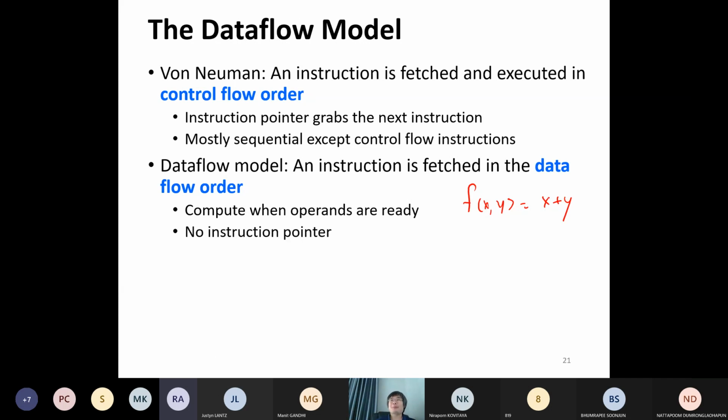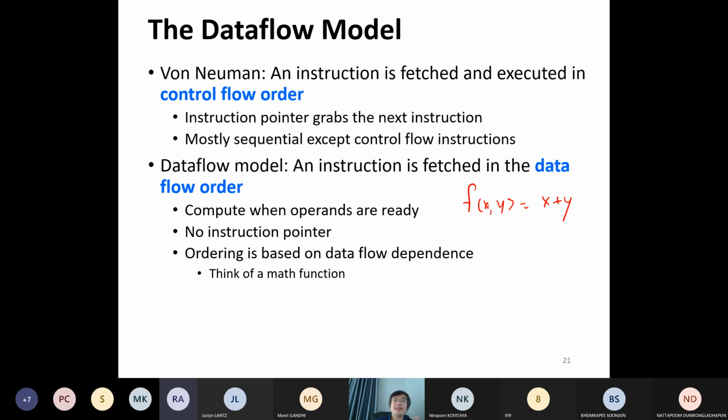There's no concept of an instruction pointer. I just run whatever is ready. The ordering depends on data flow dependence. The reason we call this data flow dependence is that everything is based on whether I have the data or not. If the data is ready, I run it. If the data is not ready, I hold it off and don't run it yet. Think of this as a math function or a math equation. Whenever I have the inputs, I compute them. Many instructions will be able to execute at the same time. This is where the performance comes from.